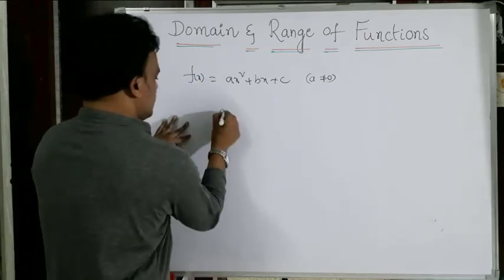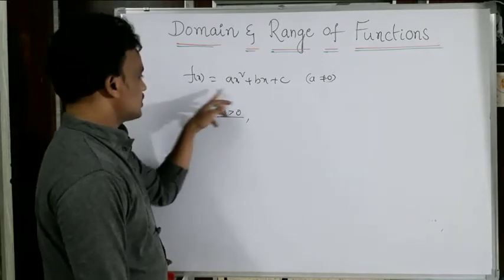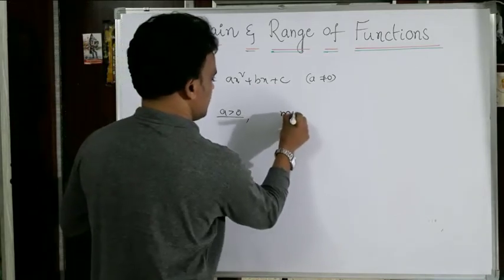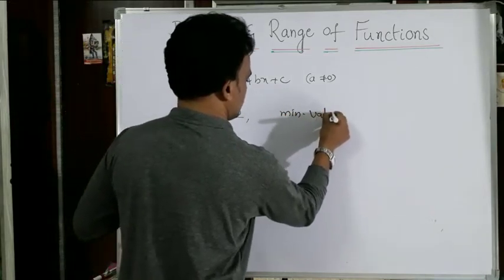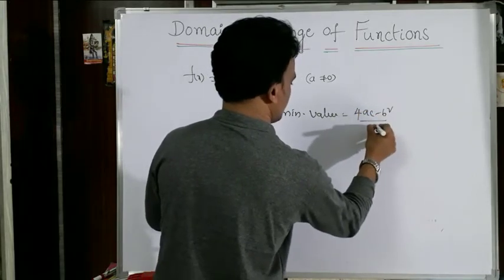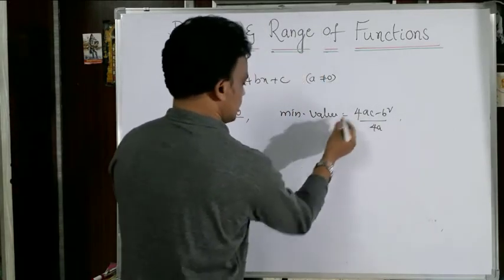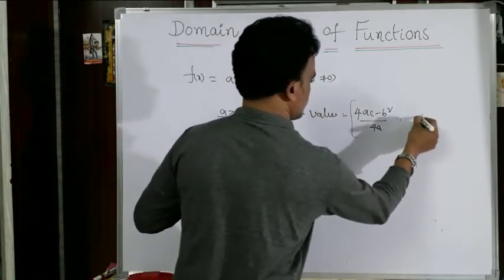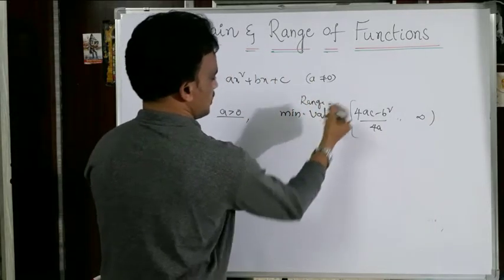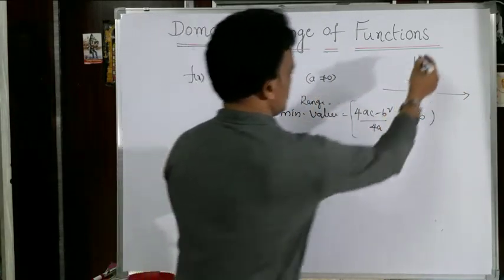Here when a is greater than 0, we already have the basic idea. The graph of the function is an upward parabola, and for this upward parabola we are going to get the minimum value. We already know that the minimum value is 4ac minus b square by 4a. Then the range of this one is, we can write like this, from that value to infinity. So this is the range of the function. Why? Because we already know that when a is greater than 0, this is an upward parabola.